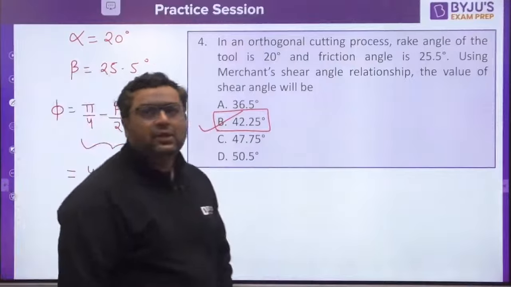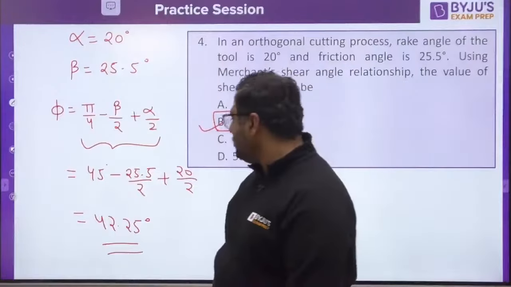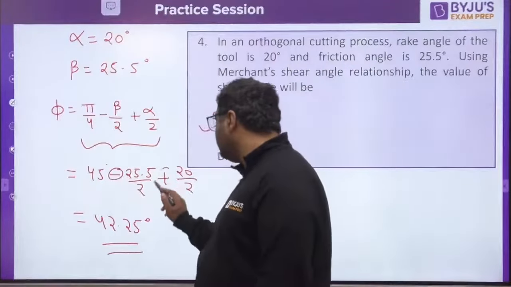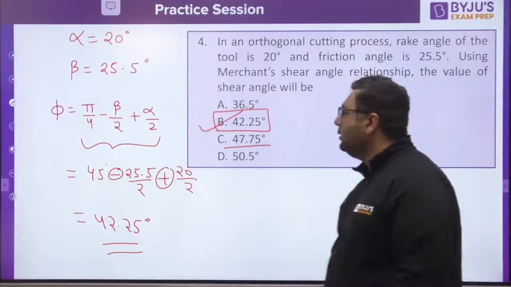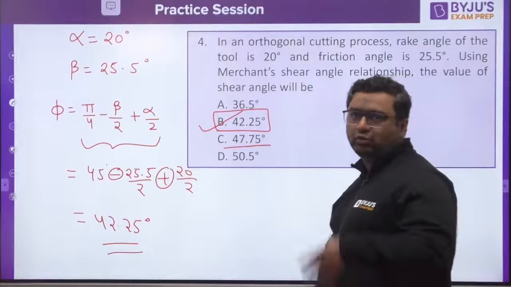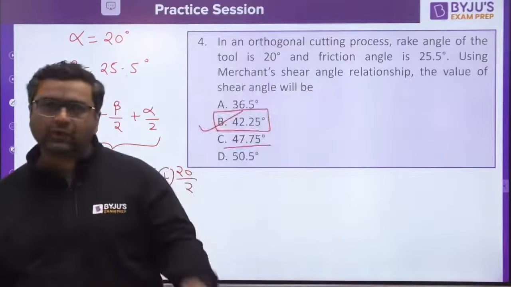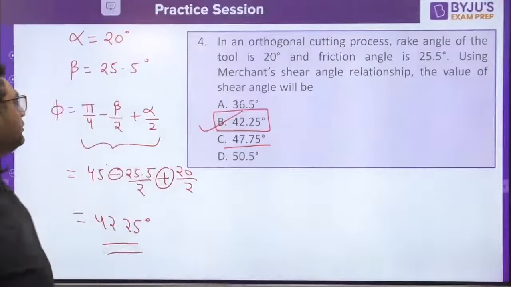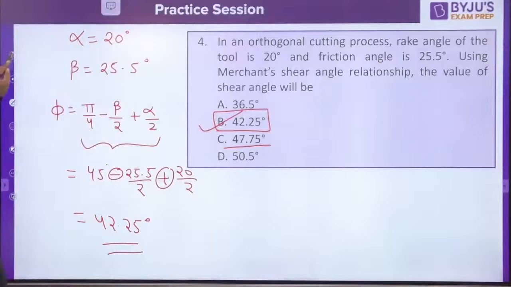Okay, guys. If you make some mistake, you will put plus here and minus here. You would get C. That is why they have made the options like this, to confuse you. Very good, Saikat. Let us move to question number 5 now.